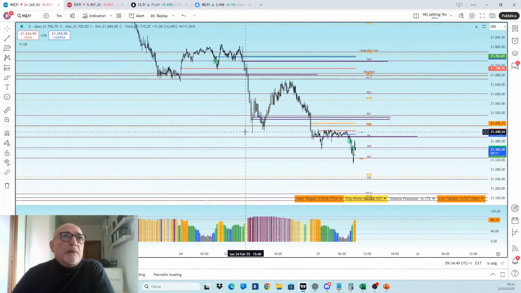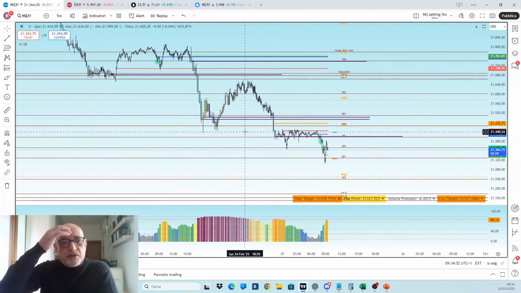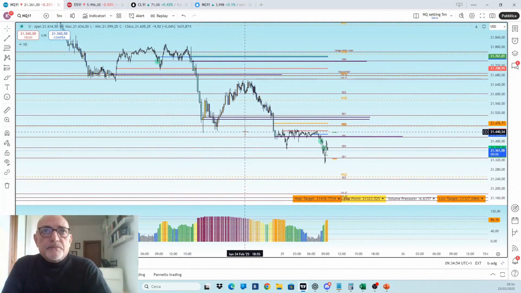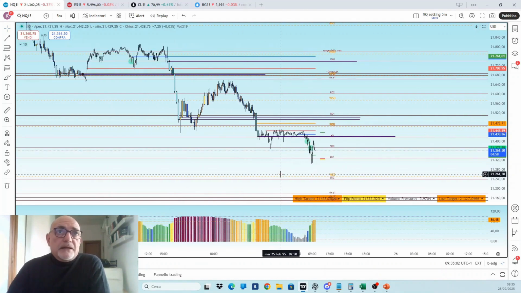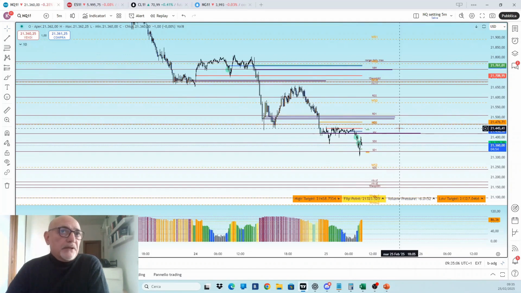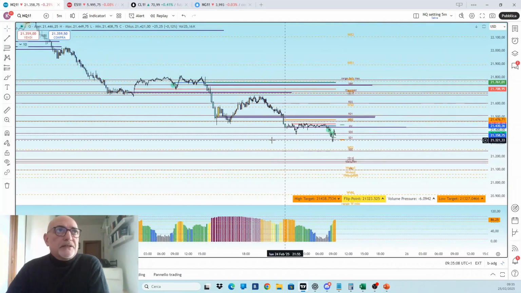There are no relevant macro data except for consumer confidence. In the afternoon, in the early American morning, and in the Italian afternoon, so at 4 p.m. Italian time. So basically, the situation is that there's a bit of pressure, so it's bearish. So the movement is continuing.